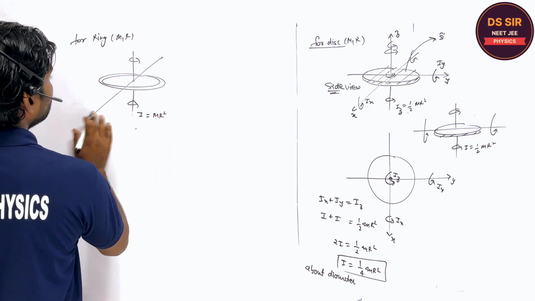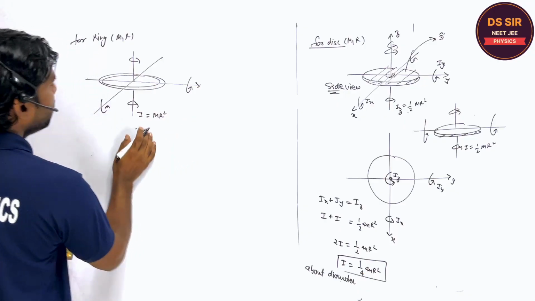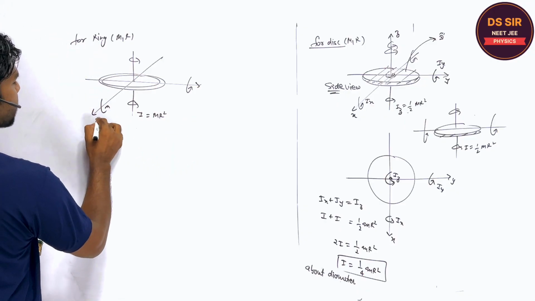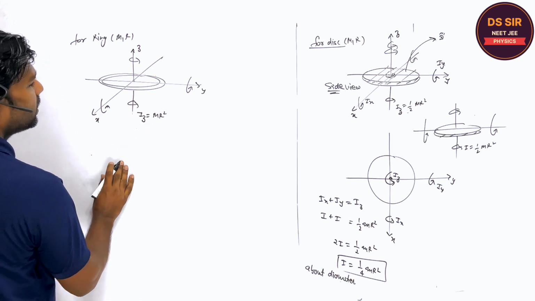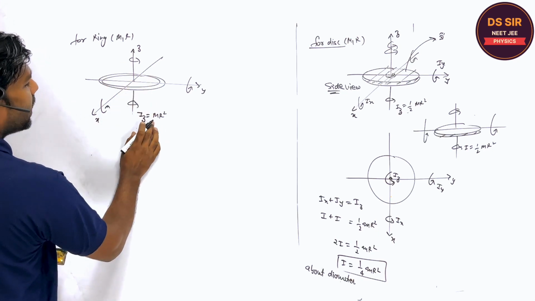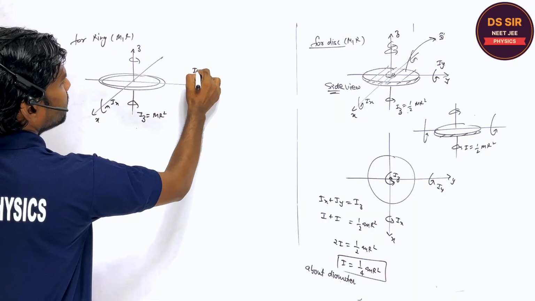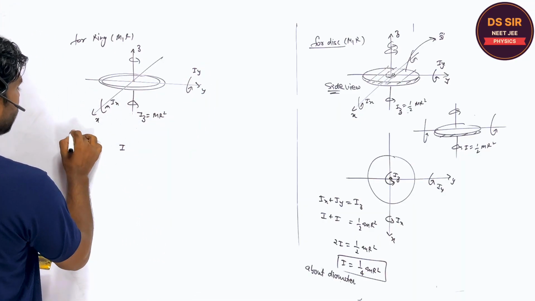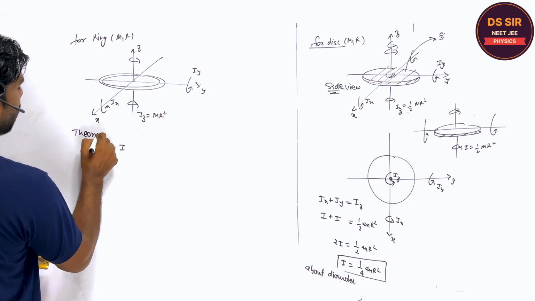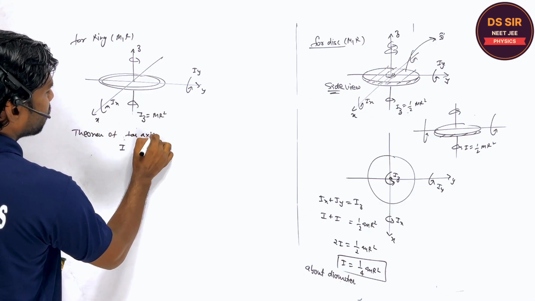Can you find the moment of inertia about one of its diameters? Yes. In the same way, this is the x-axis, y-axis, and assume this is the z-axis. So definitely it is Iz. What is Iz? mr square. And this is Ix, and this is Iy. Are you getting this or not? So if you apply the theorem of perpendicular axes, what is that?